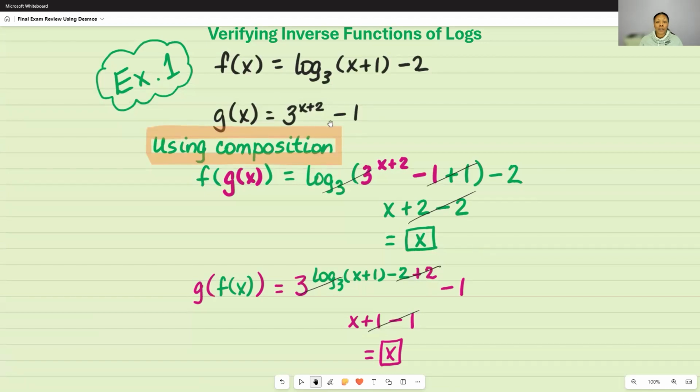I'm taking the g of x and substituting all of this function where the x is for my f of x. And then I turn around and do the same thing for f of x and substitute that in for the x for the g of x. If you are using the composition method, your answer should end up being an x.